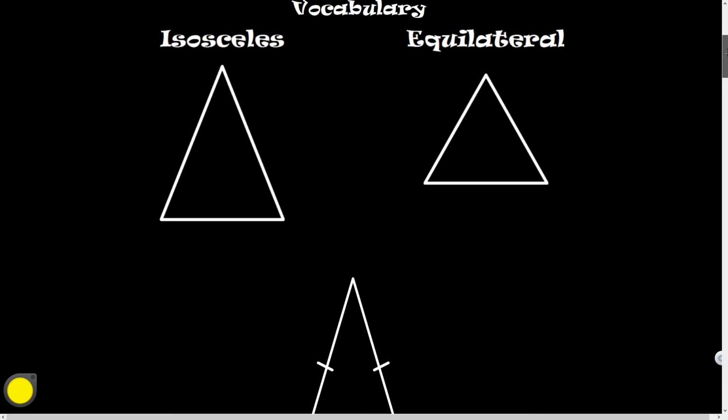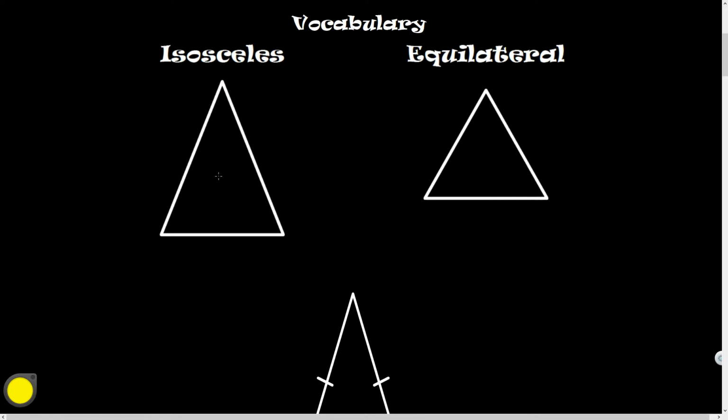So here we go, some vocabulary. An isosceles triangle is a triangle that has two congruent sides.